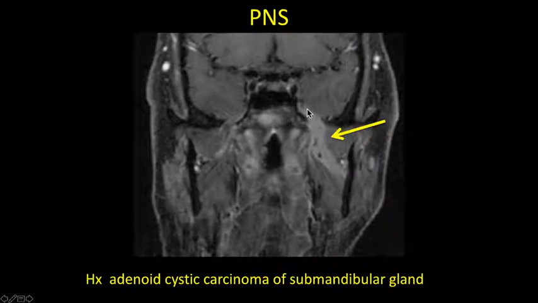You can see there's abnormal thickening of V3, the mandibular nerve, along all the course that we can see in this image, from where it gets to the inferior alveolar nerve, all the way up through the masticator space, through foramen ovale to Meckel's cave. This patient had a history of a prior adenoid cystic carcinoma of the submandibular gland.